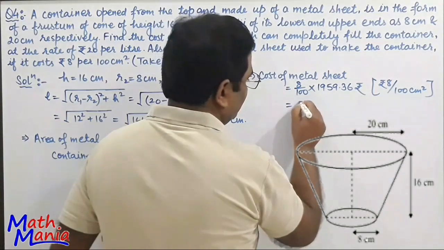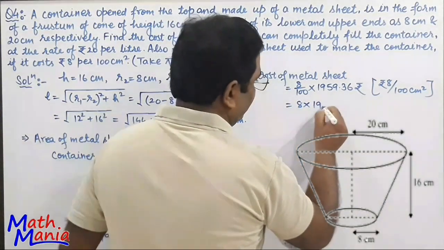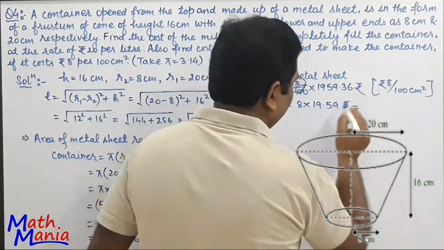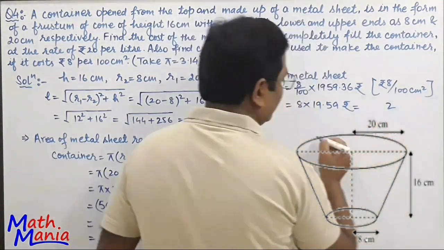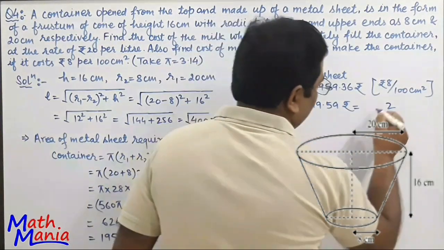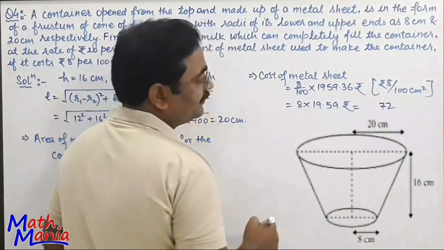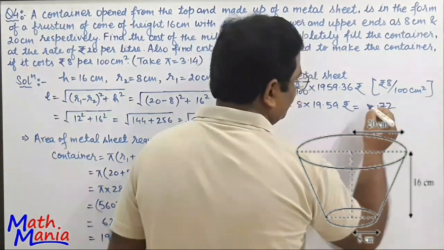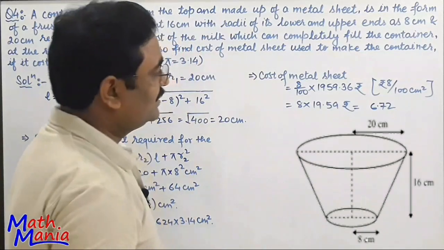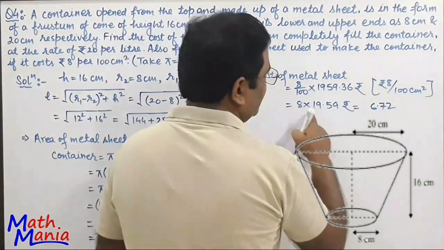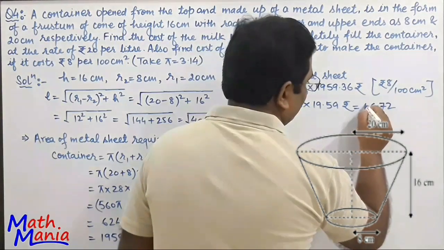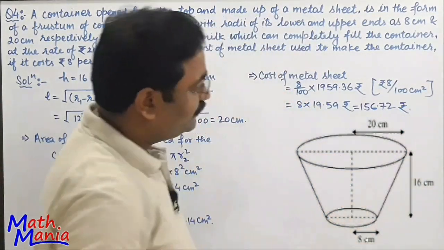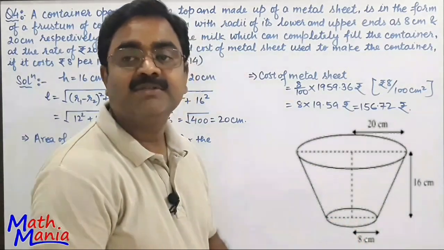So let us multiply it. 8 multiplied by 19.59 rupees. 8 9s are 72, carry 7, 8 5s are 40, plus 7 is 47, carry 4, 9 8s are 72, plus 4 is 76, again carry 6, 8 1s are 8 plus 7 is 15. 156.72 rupees is the cost of metal sheet required for this container.